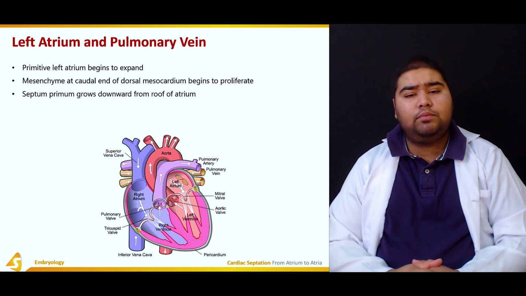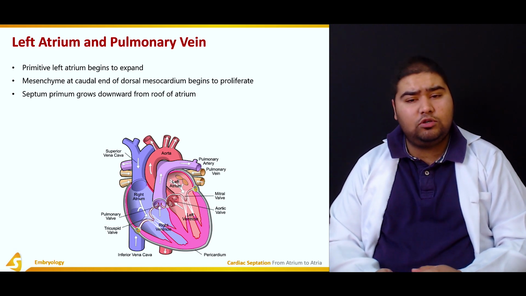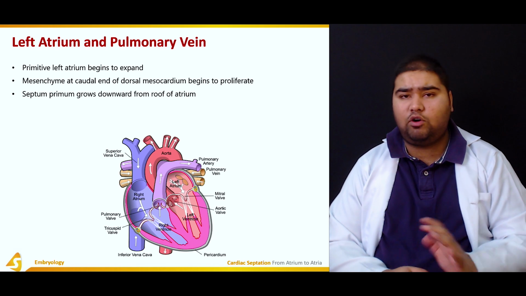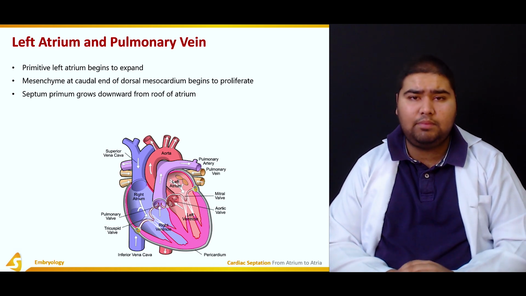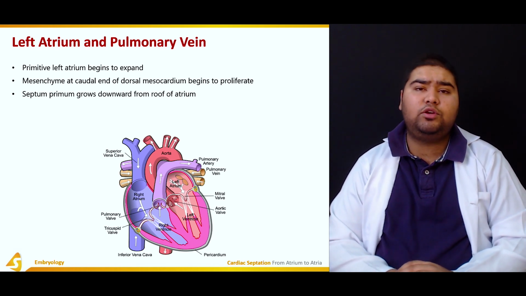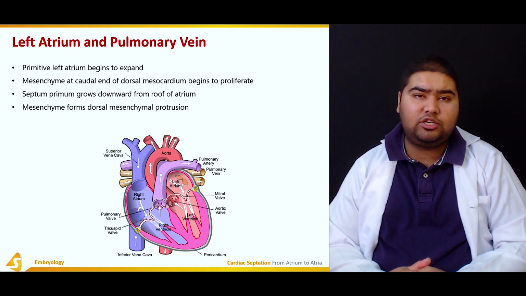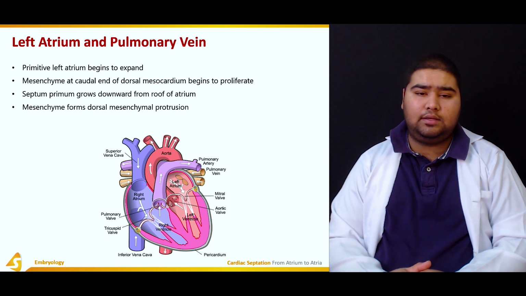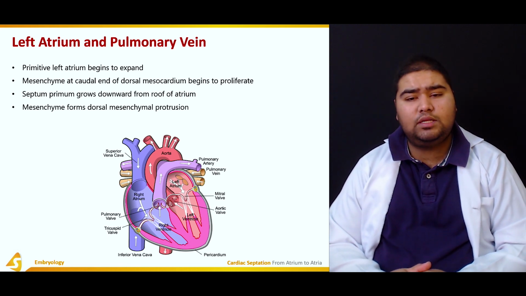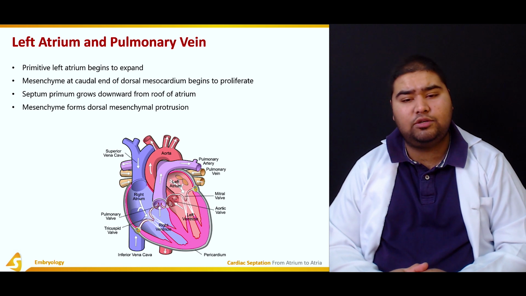Now the septum primum grows downward from the roof of the atrium. We have already discussed it. The septum primum begins to grow from the roof towards the endocardial cushions within the atrioventricular canals. The mesenchyme forms the dorsal mesenchymal protrusions.